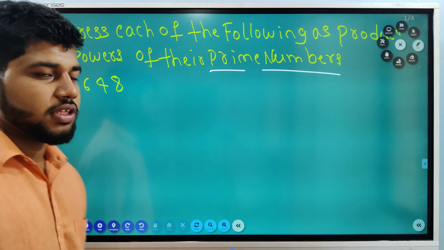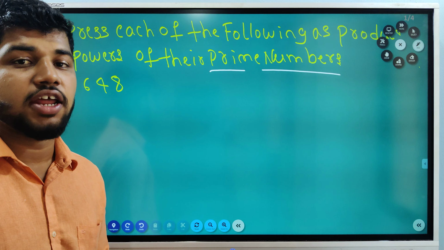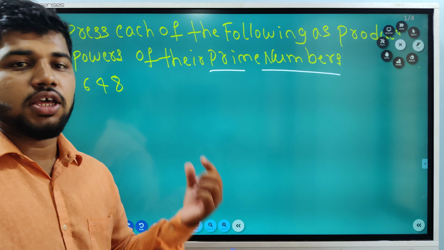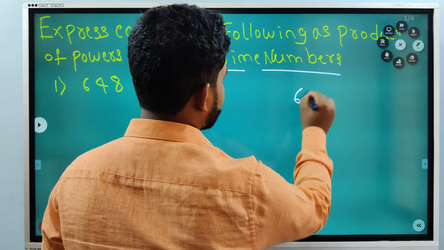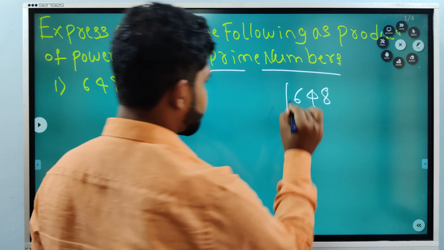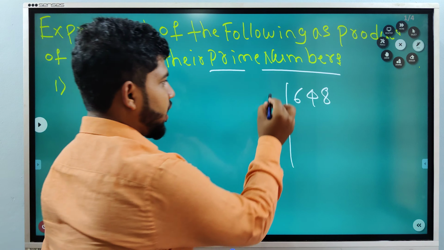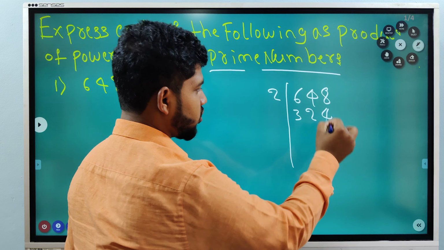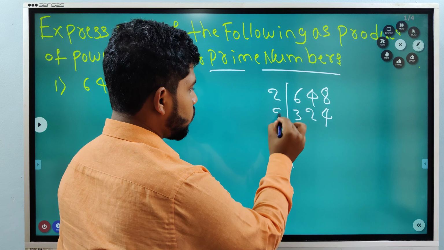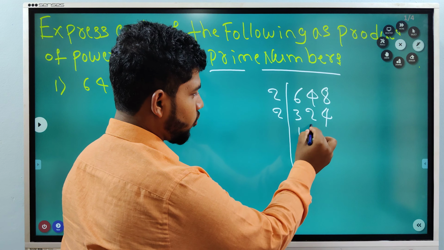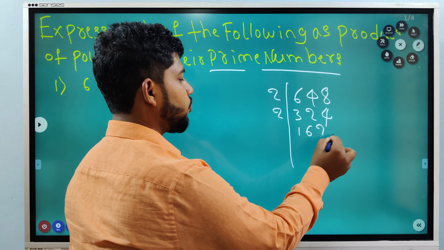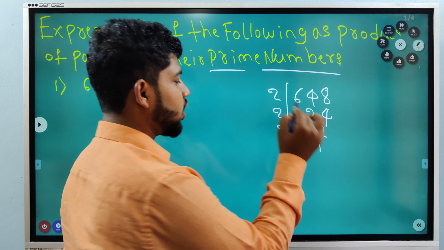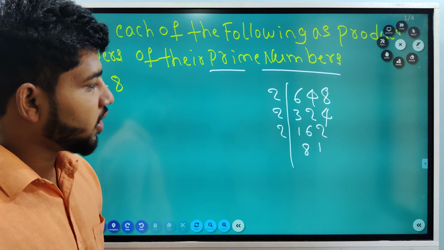Now, the first problem is 648. We are going to use the prime numbers to find the factors of the given problem. Now we are taking the LCM of 648. Prime numbers, we can take 2. 2 3s are 6, 2 2s are 4, and 2 4s are 8. And again 2 1s are 2, 2 6s are 12, and 2 2s are 4. Again 2 8s are 16, and 2 1s are 2.